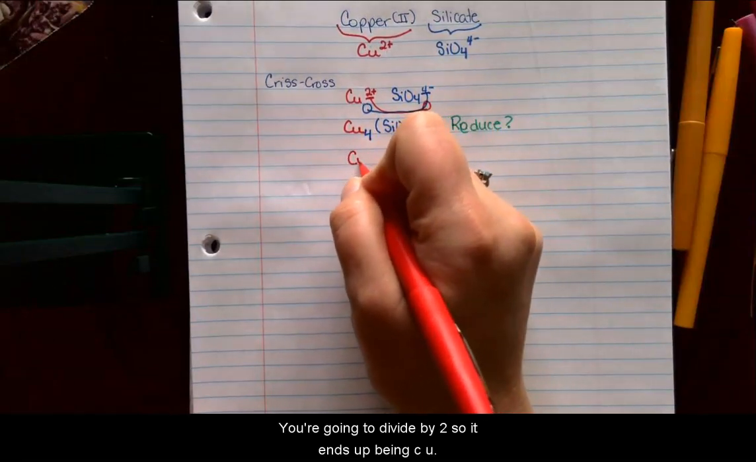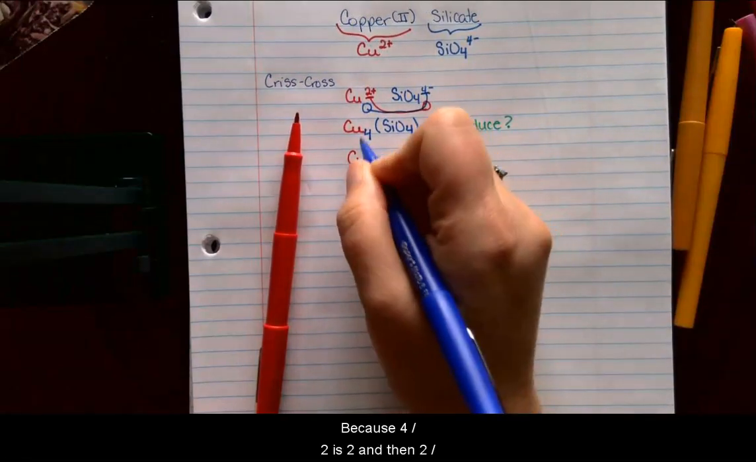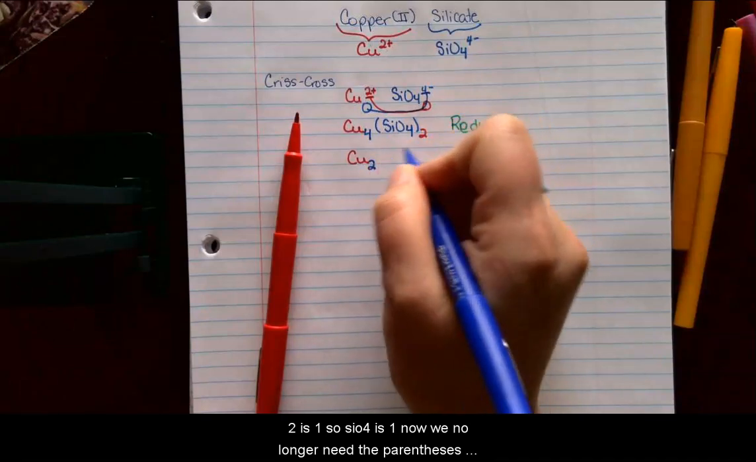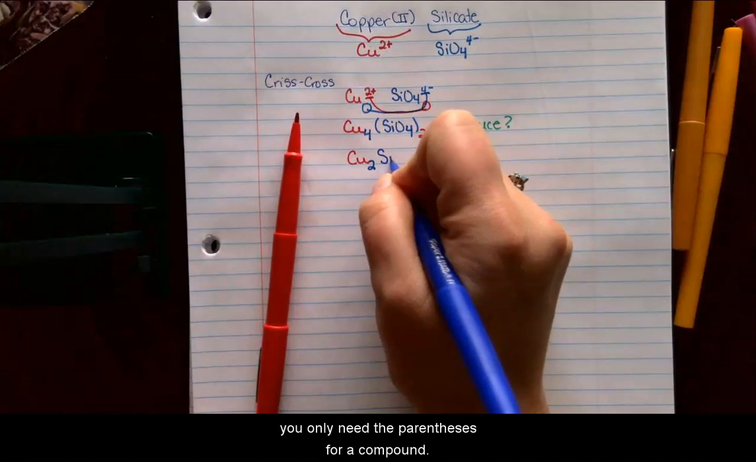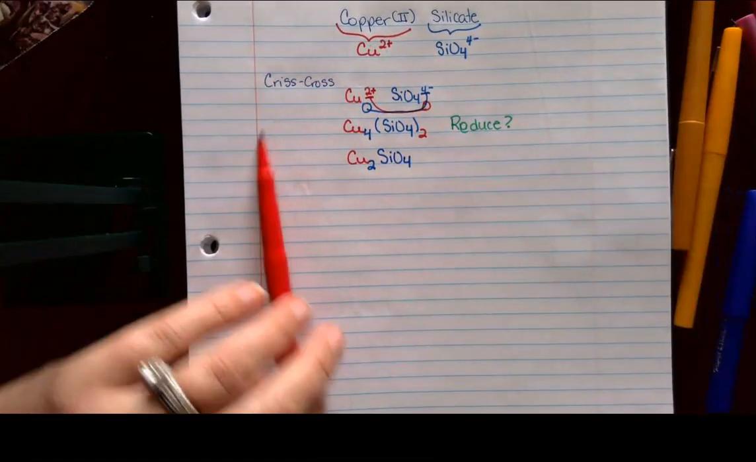So it ends up being Cu2 because 4 divided by 2 is 2. And then 2 divided by 2 is 1. So SiO₄ is 1 now. We no longer need the parentheses. You only need the parentheses for a compound if there's more than one of them.